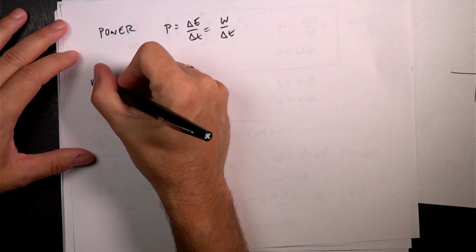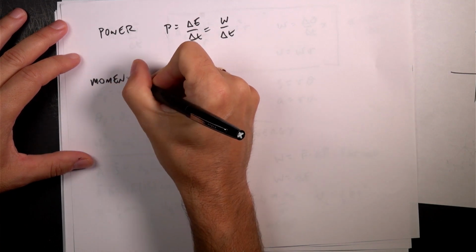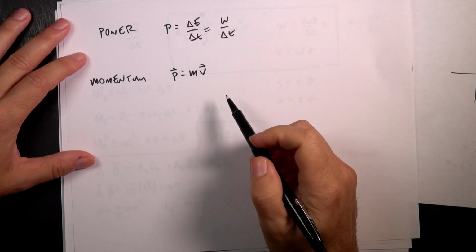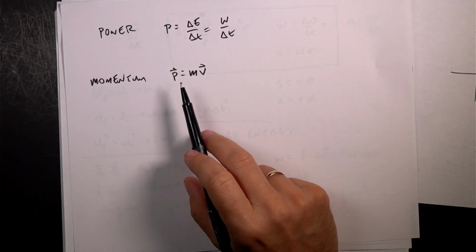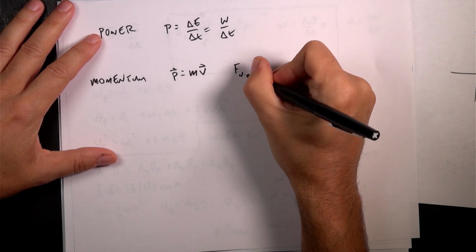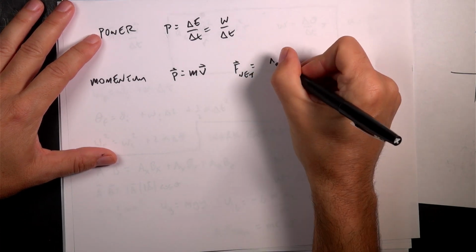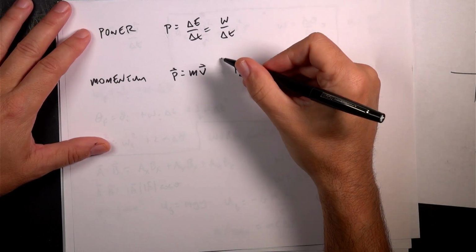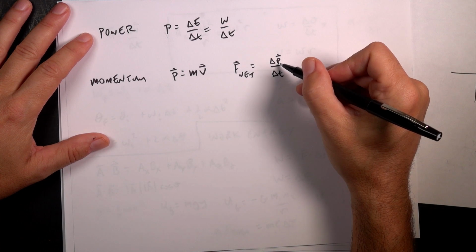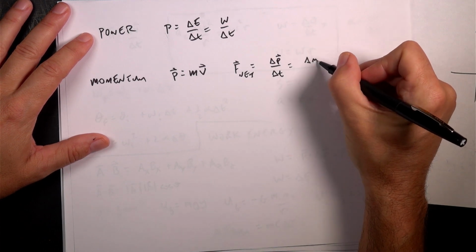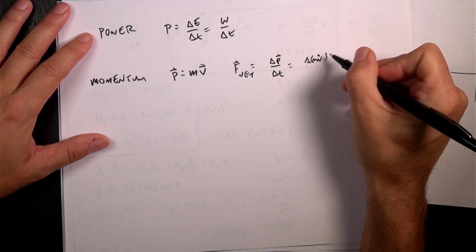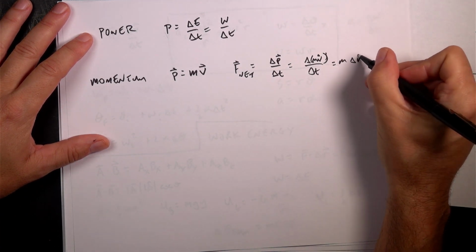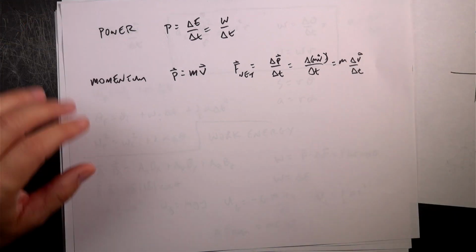Momentum. Momentum is defined as p is mv. And so that is a vector. And that gets to the momentum principle. F net is delta p over delta t. This is the same as Newton's second law, because if p is equal to mv, you can write this as delta mv over delta t. And if m is constant, you get m delta v over delta t, and that's the acceleration.